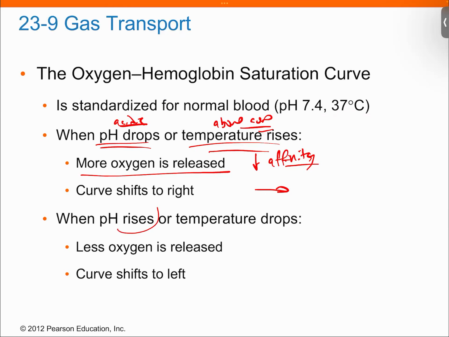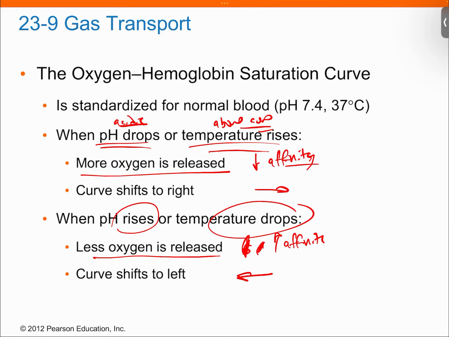Then, of course, as the pH rises, it's going to have less release, which basically means an increase in affinity. Sorry. It's greedy for it now, and it's going to shift left. Same thing if the temperature gets cold. You're going to hang on to those oxygens, and you're going to shift left.